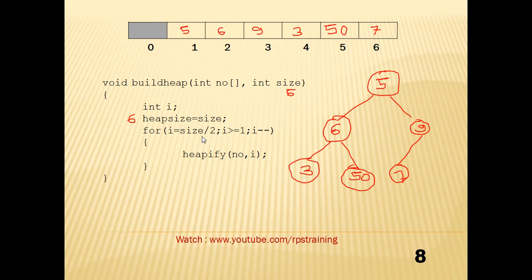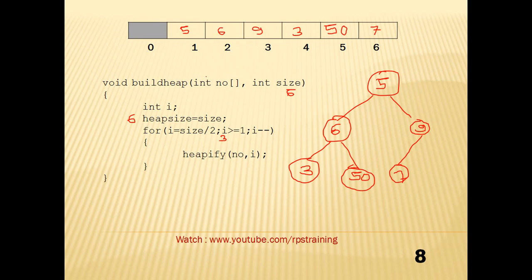Size by 2, size is 6 and 6 by 2 is 3. I is 3, so 3 will be the parent node of the last subtree. This is 9. Okay, and so I is 3, 3 greater than equals to 1, condition is true. Heapify is one function we are calling from here, and I is 3, so it will be called.